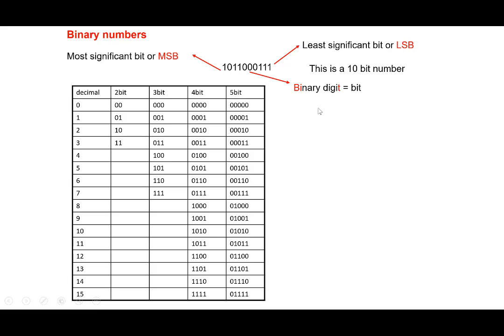So depending on the kind of number that you're handling, you may require that number to be represented by 4 or 5 or 8 bits or 16 bits. An n-bit binary number can represent numbers from 0 to 2 to the power n minus 1. So for 3 bits, 2 to the power 3 minus 1 is 7, so it can represent from 0 to 7.